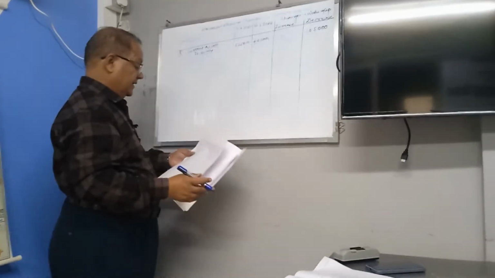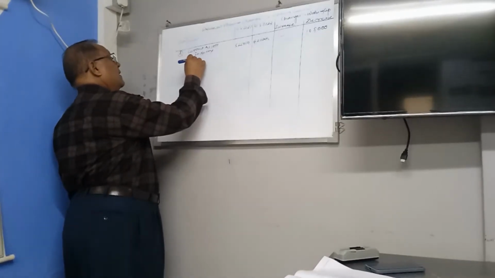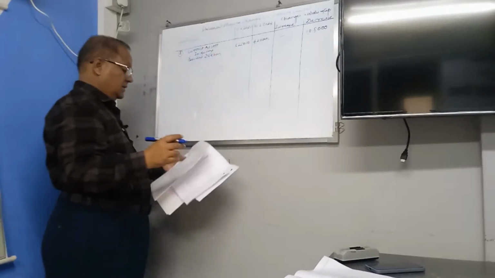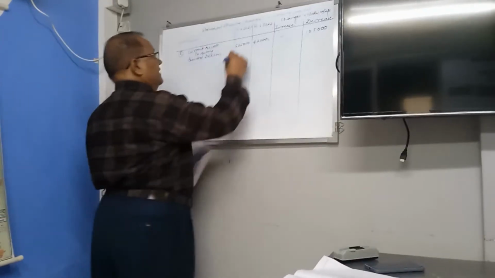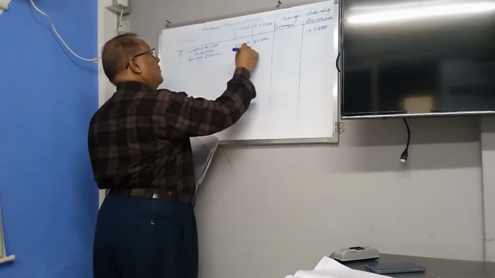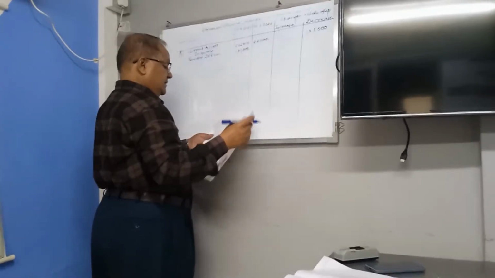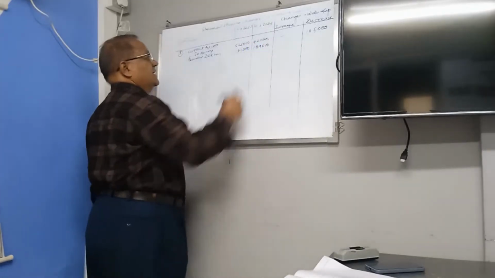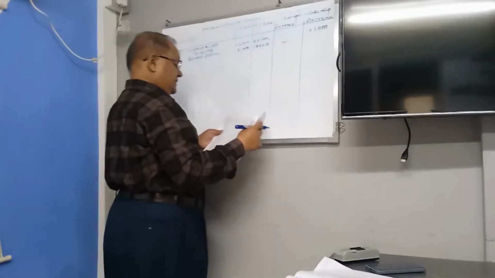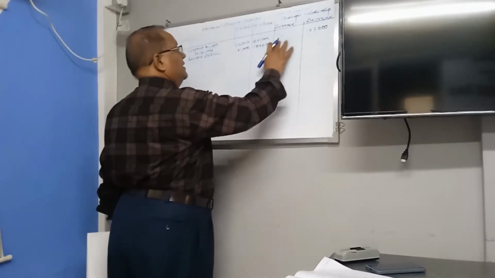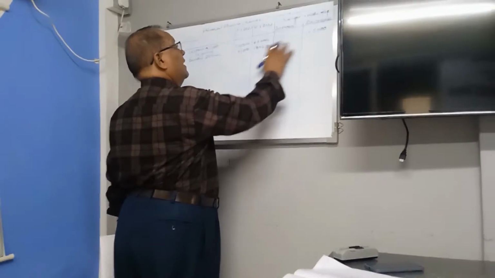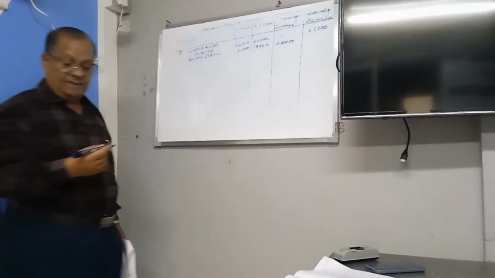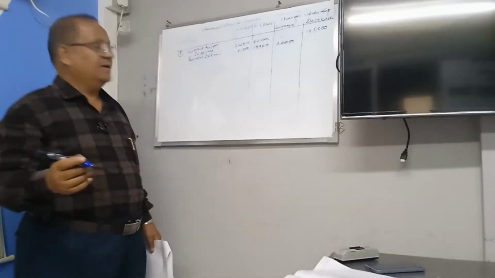Then sundry debtors: 1,47,000 and another is 1,89,000. So once again it is an increase. It is increased by 42,000.